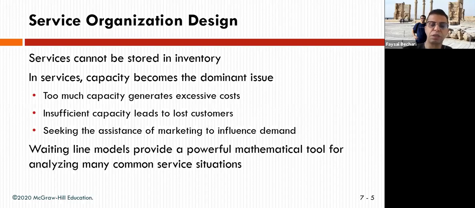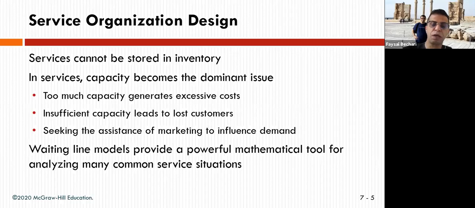So, seeking the assistance of marketing to influence the demand. In providing services, marketing is very important, where they can influence the services required.